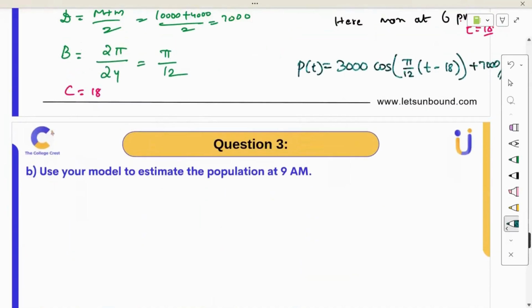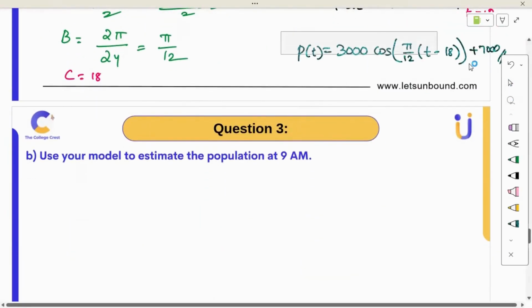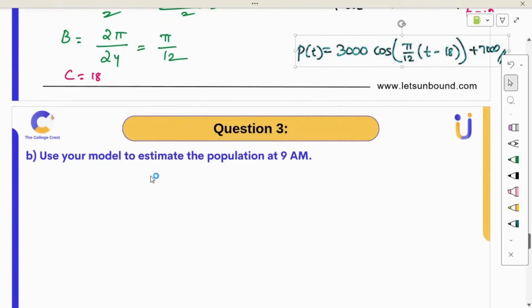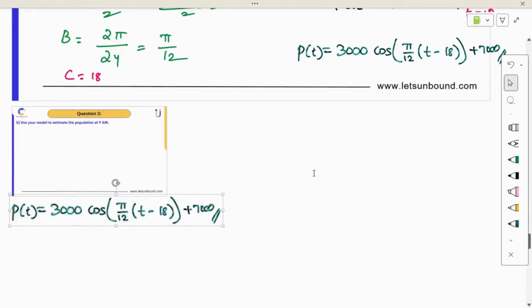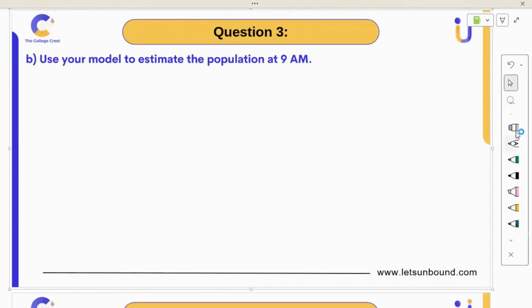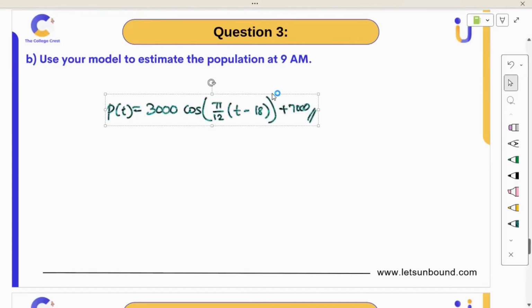Right, this is the sinusoidal model I picked here. Now, use your model to estimate the population at 9 a.m. So at 9 a.m., what will be the respective t value? That is all you have to do, and it's quite easy. Okay, t equal to 0 is midnight, so 9 a.m. means it's 9. So you just plug in t is equal to 9.